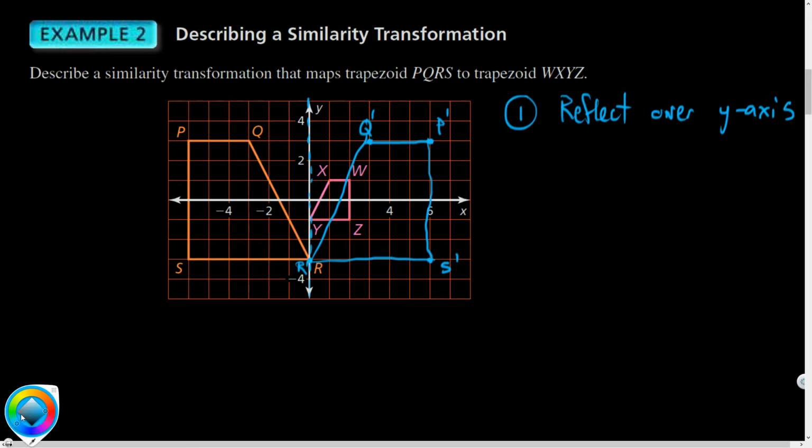And now what do you suspect I do? Dilate. About the origin, you think? Yeah.